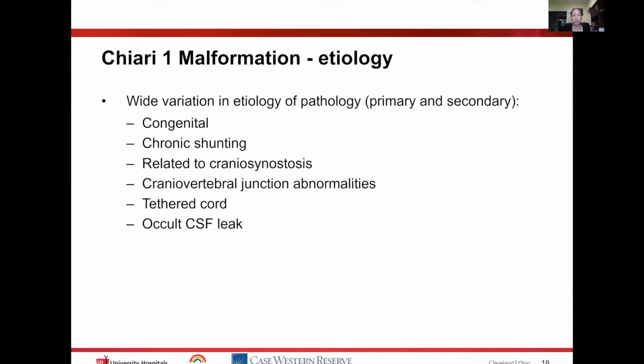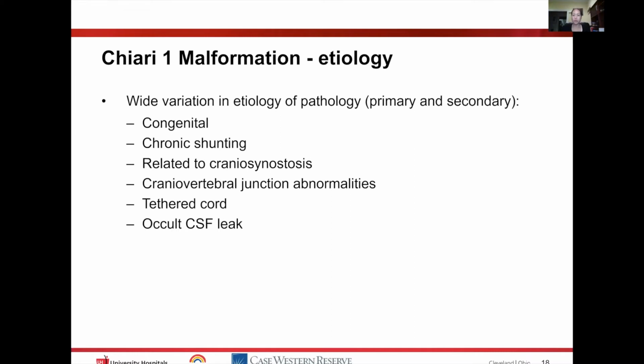So chronic shunting, and Chiaris that are secondary to craniosynostosis. We think that both of these create a similar picture of craniocephalic disproportion, so when the skull is inadequately sized for the brain, that can cause it. Lumbar shunting can induce Chiari malformation as well, so not just ventricular shunting. We see this secondary to craniovertebral junction abnormalities and other abnormalities of the skull base. We can also see this with tethered cord, and similar to lumbar shunting, patients with an occult CSF leak can actually develop a secondary Chiari from their CSF leak.